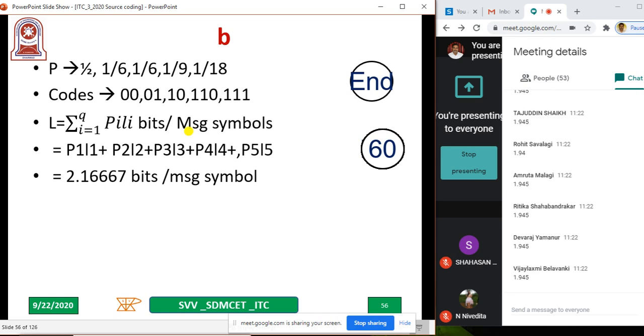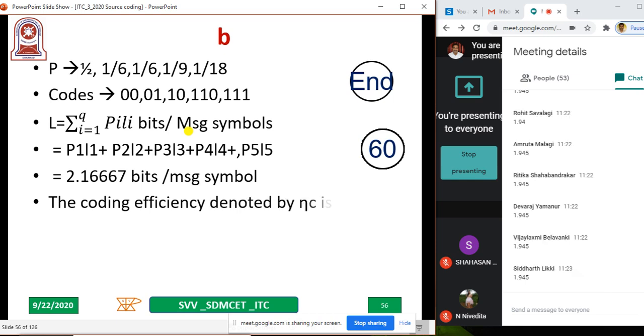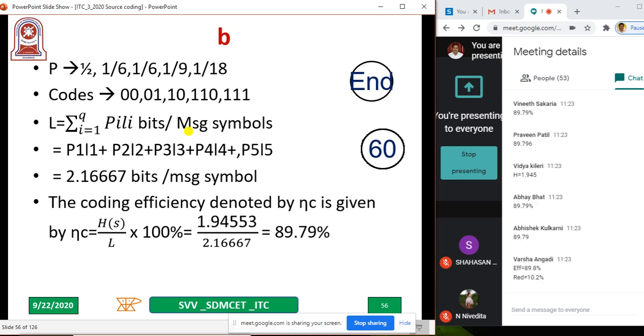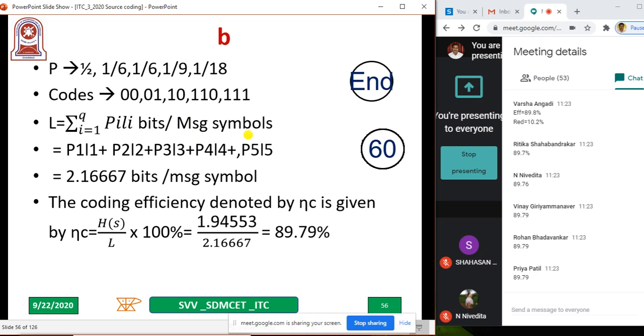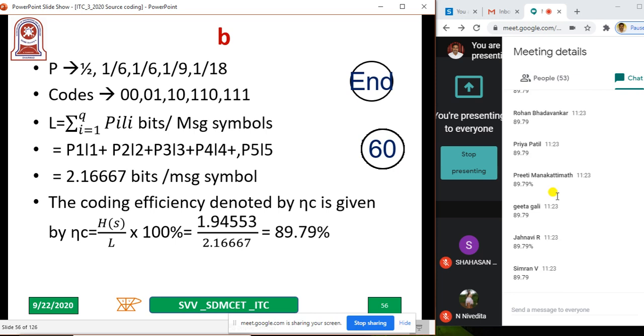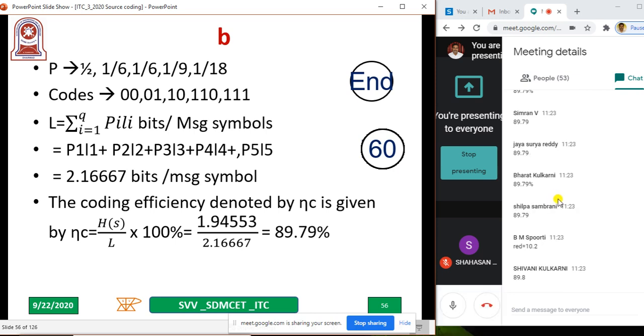So let us go to the coding efficiency, denoted by. It is 89.79 I got, correct. Praveen Patil typed, Vinit, Praveen, I think Abhishek, efficiency, redundancy, I think Varsha has typed, very good Varsha, and Simran, Jaisurya, most of them got the same answer, 89.8, correct. Spurti has typed something, 10.2, I didn't get it, Spurti, redundancy equal to 10.2. Coding efficiency, most of them got the same, correct.